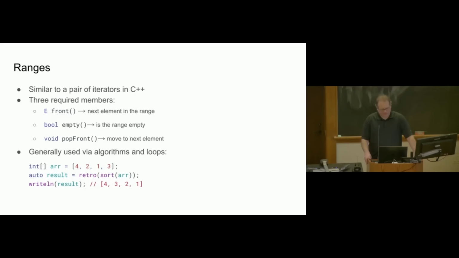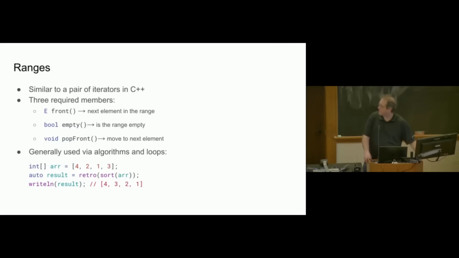Ranges are something like a pair of iterators in C++, but I think C++ now has ranges, right? Yeah. So they actually stole them from D. But this is what we use for our iteration primitive. You have 3 required members, front, empty and popFront, which are pretty self-explanatory. And they're generally used via algorithms and loops.